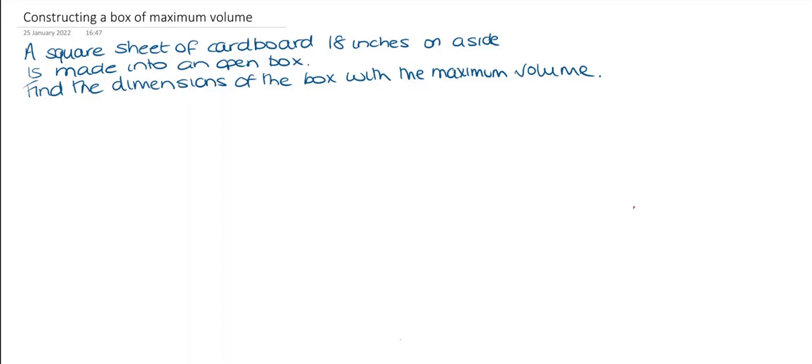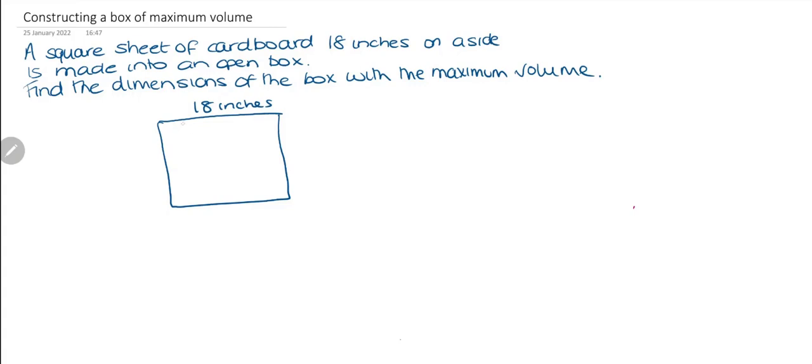Okay, question, constructing a box of maximum volume. So this is an optimization question. So we have a square sheet of cardboard and the cardboard is 18 inches on a side. And then it says it's made into an open box.